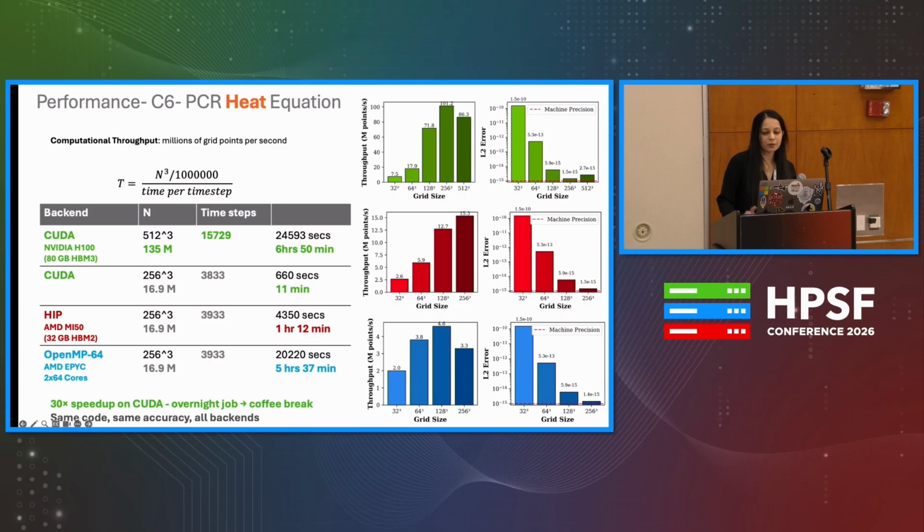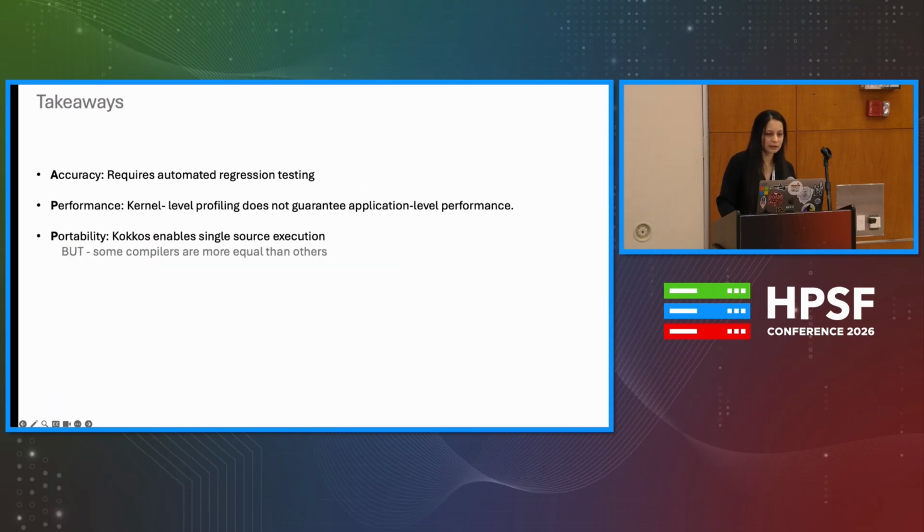Here is the concrete wall time comparison. The same 256 cube problem, same 3,933 time steps. OpenMP with 64 threads: 5 hours and 37 minutes. HIP on MI50: 1 hour and 12 minutes. And CUDA on the H100: 11 minutes. So that's 30 times faster. On NVIDIA, we pushed to 135 million grid points, 15,729 time steps, which finished in less than 7 hours, which is pretty awesome.